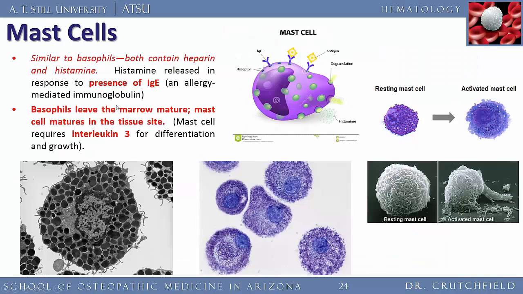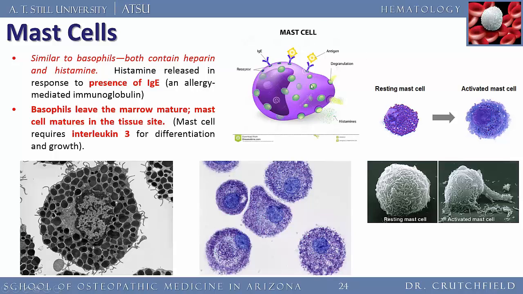So here's a mast cell. A mast cell is similar to a basophil. We're going to show you that in the next slide. The mast cell and the basophil both contain heparin and histamine. And remember, histamine can be blocked by drugs like Benadryl, which blocks the H1 receptor, or drugs like Tagamet or Zantac for peptic ulcer disease, which block H2 receptors. Histamine is released in the presence of IgE, which, interestingly, happens to correspond with the word eosinophil. So IgE is an allergy-mediated immunoglobulin.